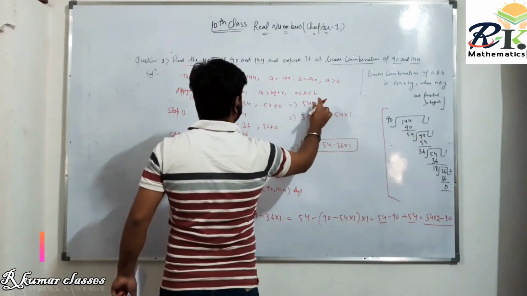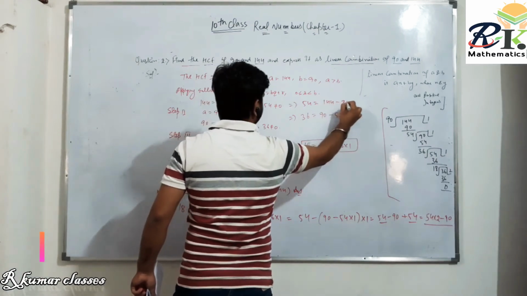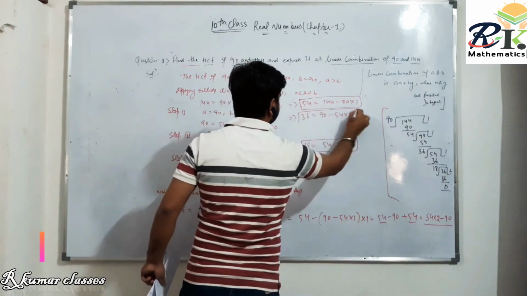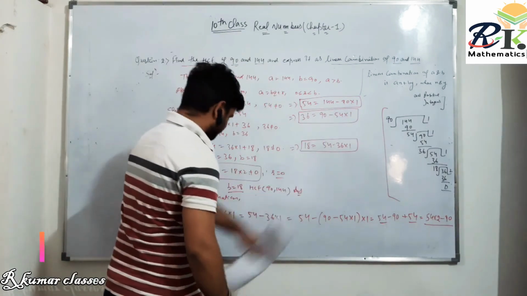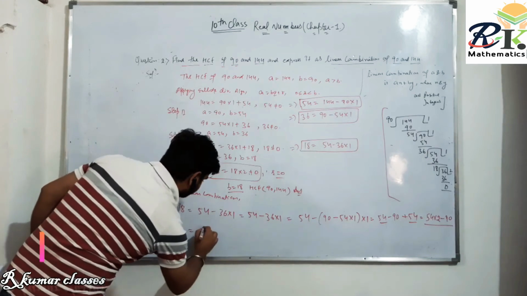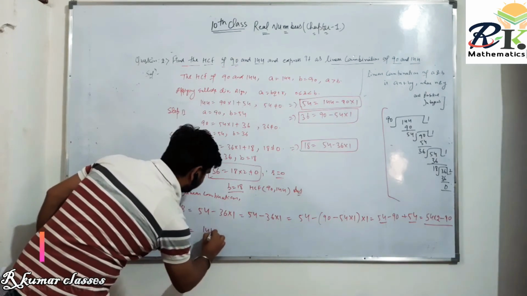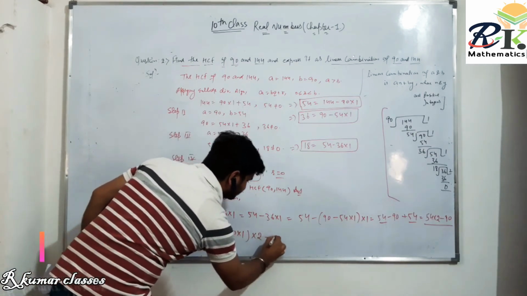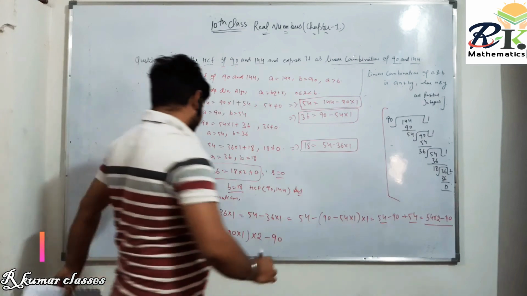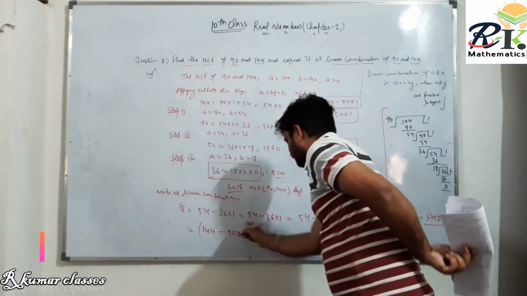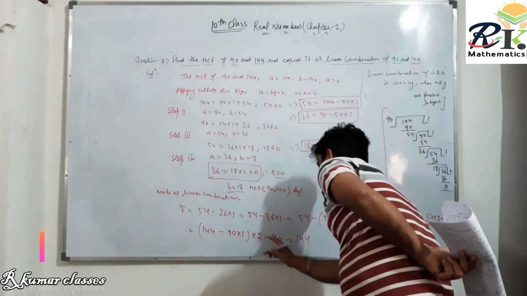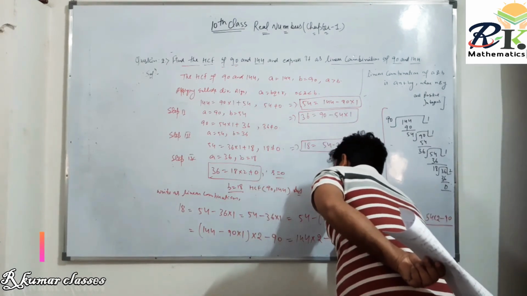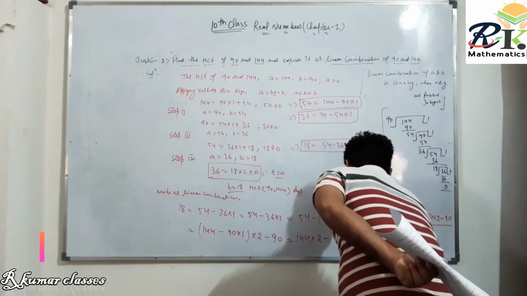54 is equal to 144 minus 90 into 1. So taking the value of 54 from step 3, we put 54 here. So the equation becomes 54 is 144 minus 90 into 1, into 2 minus 90. So we solve this. We get 144 into 2 and minus 90 into 2 minus 90.